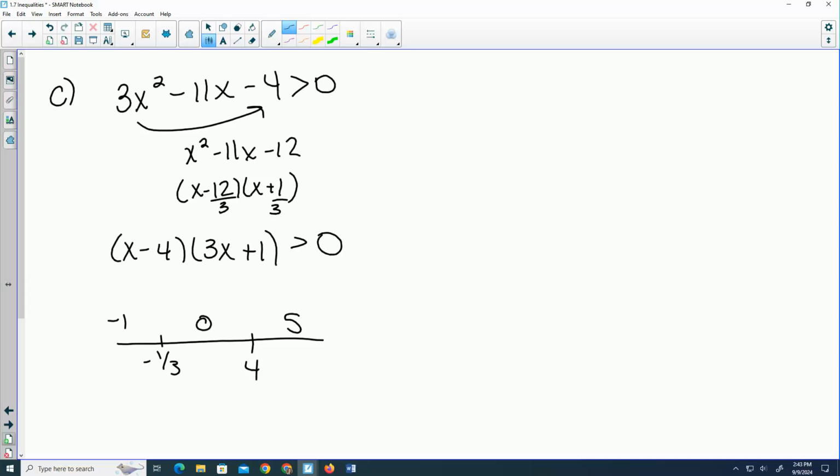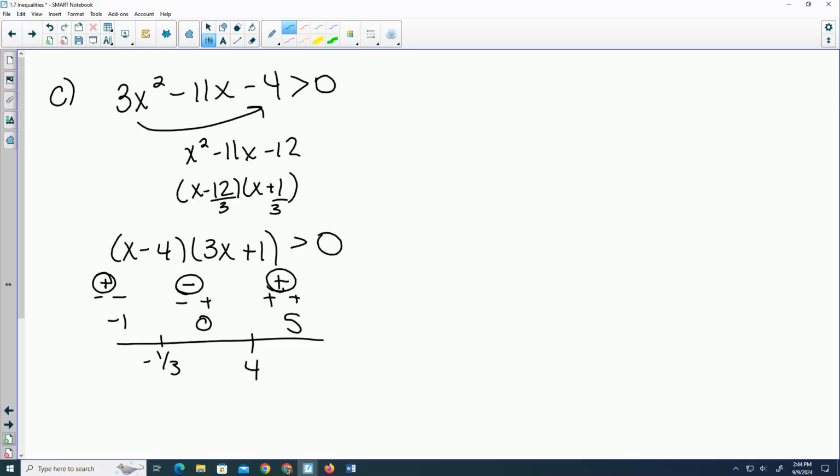Okay, if I plug in negative 1, negative 1 minus 4 is negative. 3 times negative 1 plus 1 is negative. 2 negatives make a positive. If I put in 0, 0 minus 4 is negative. 3 times 0 plus 1 is positive. Negative and positive is negative. 5 minus 4 is positive. 3 times 5 plus 1 is positive. 2 positives are still positive.